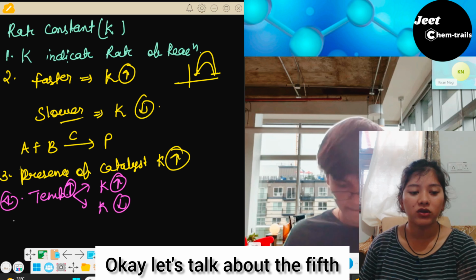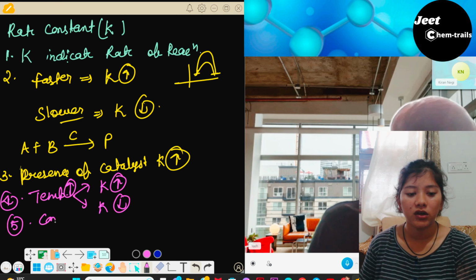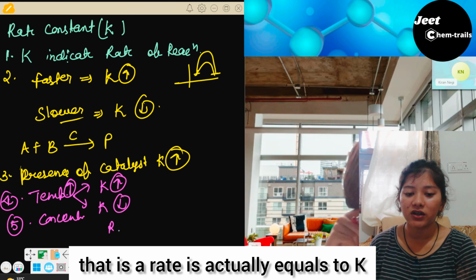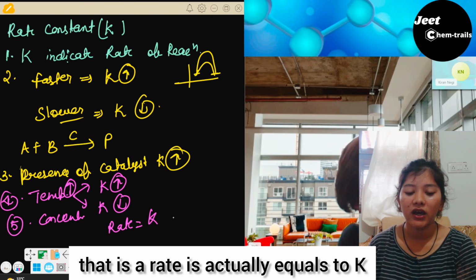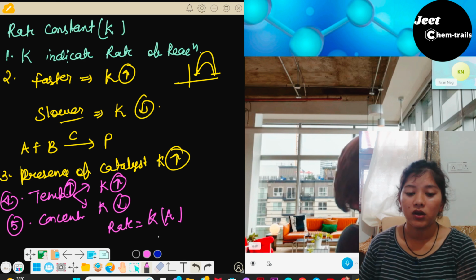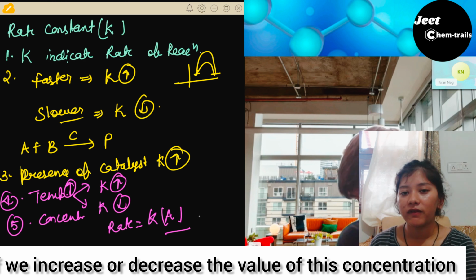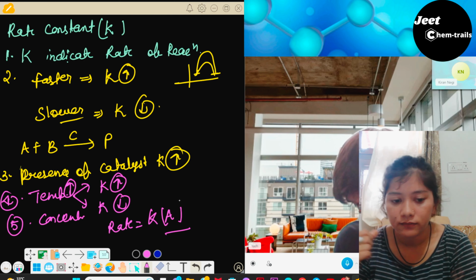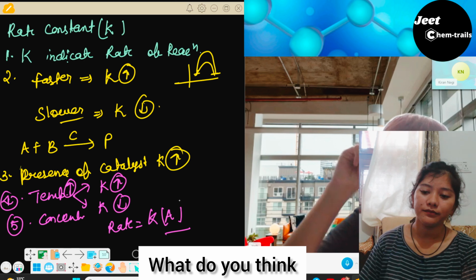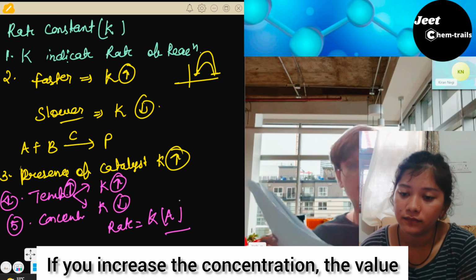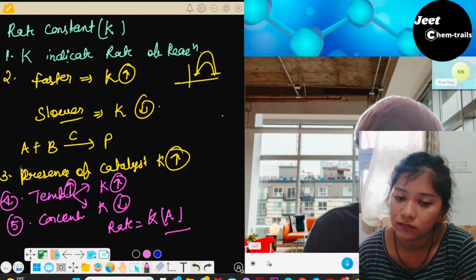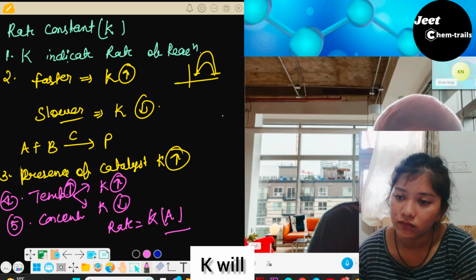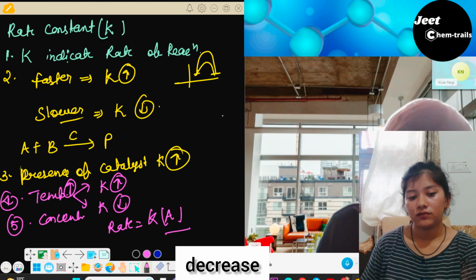Okay, let's talk about the fifth, that is the concentration term. So let's suppose we have the rate equation, right? That is, rate is actually equal to K and there will be some concentration terms. If we increase or decrease the value of these concentrations, how will it influence the value of K? What do you think? If you increase the concentration, the value of K will decrease.